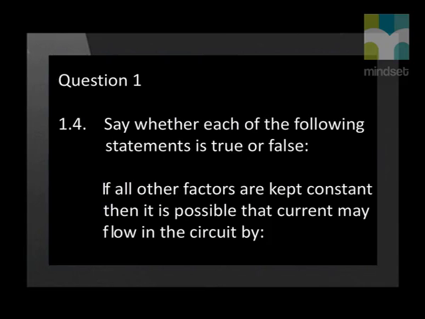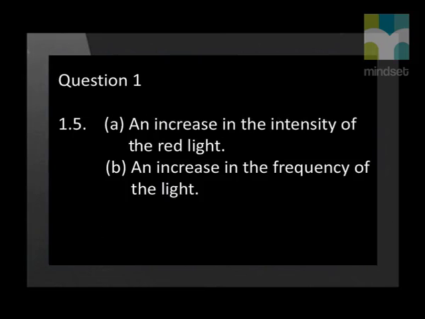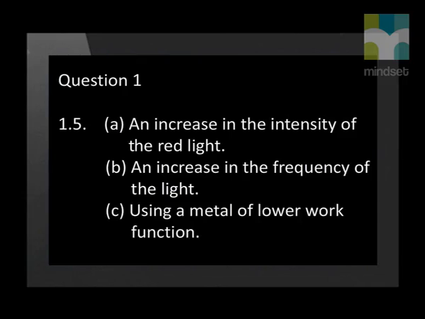Question 1.4 is a true or false question. In each case, you need to say whether it is possible that current will flow in the circuit. A. Is it possible for an increase in the intensity of the red light to cause current to flow? B. Is it possible for an increase in the frequency of the light to cause current to flow? C. Is it possible that using a metal of lower work function may cause current to flow?